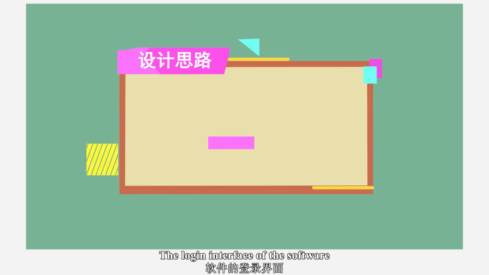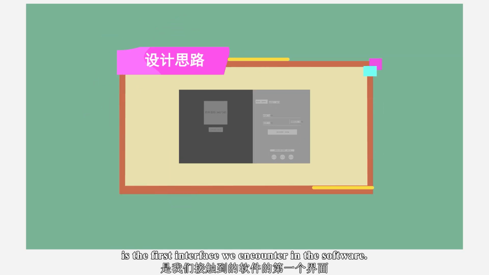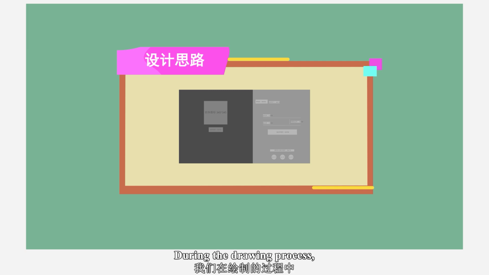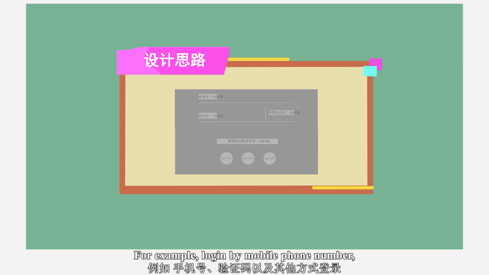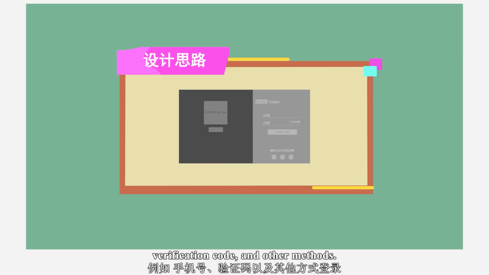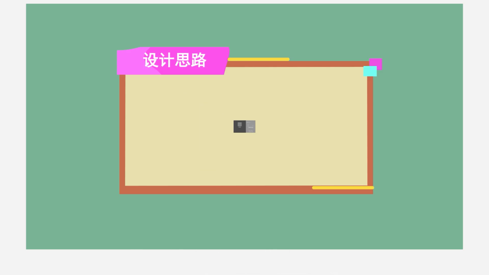The login interface of the software is the first interface we encounter in the software. During the drawing process, we need to understand the functions of each part of the login interface, for example, login by mobile phone number, verification code, and other methods. Next, let's start the drawing.